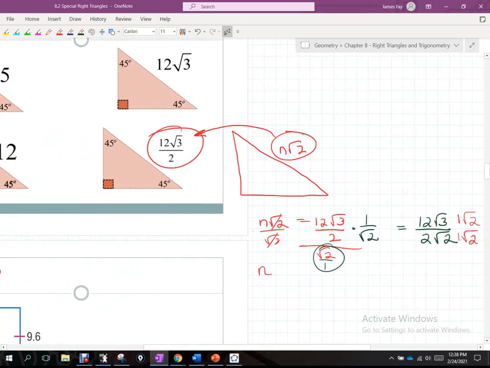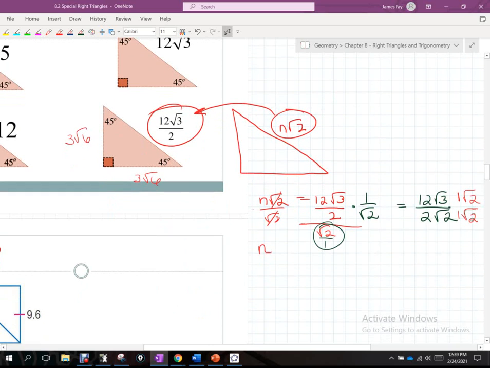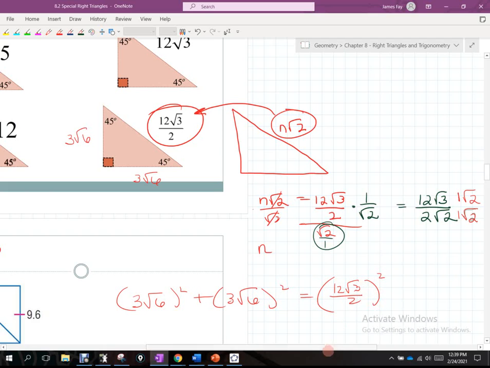So now let's see something. Does this make sense? This is how you check yourself if you want to make sure this is all right. If this is a 45, 45, 90 triangle, we just said that that's 3 radical 6, right? What theorem should hold true here? If it's a right triangle, shouldn't 3 radical 6 squared plus 3 radical 6 squared equal 12 radical 3 over 2 squared?